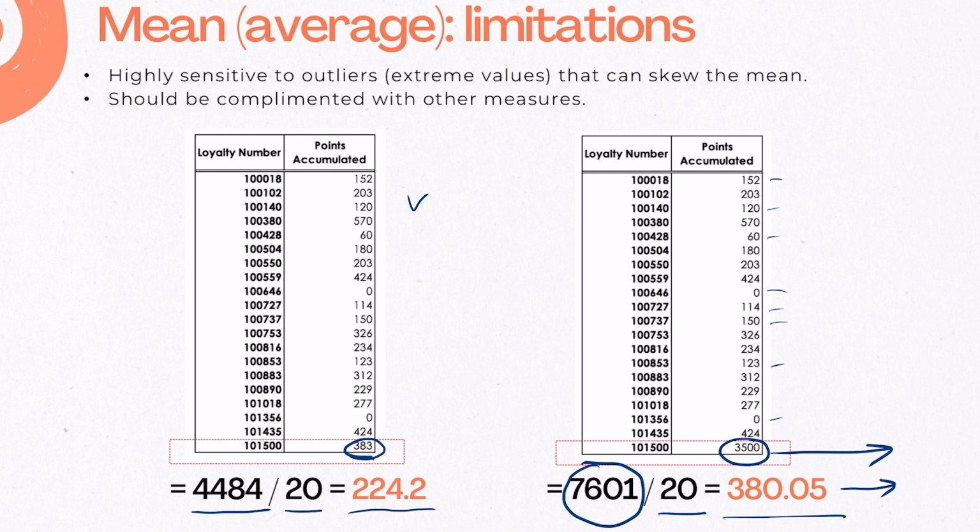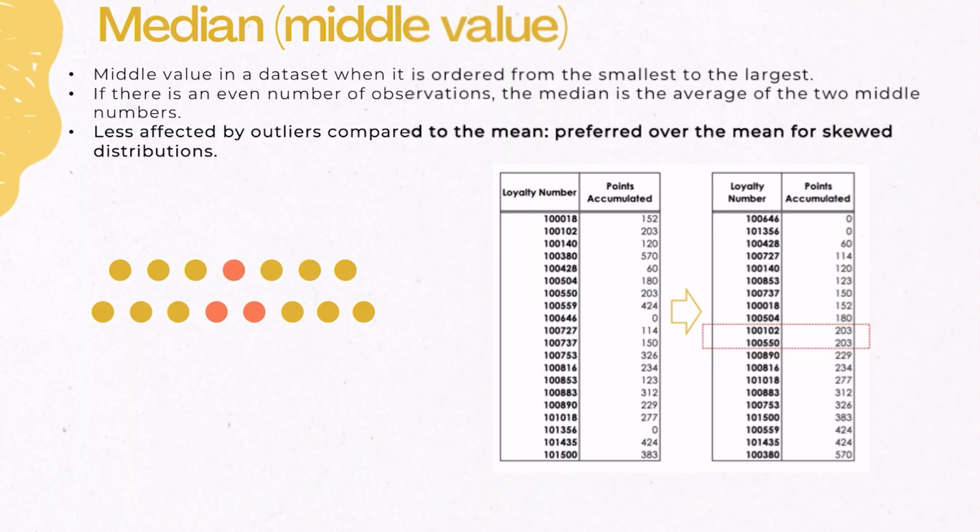So the first question you need to answer is whether you have outliers or not. And the second question you need to understand is what is the reason for these outliers. Is it because you have bad data? Then you can simply remove these outliers. Or is it really the true observation? So for example, I might really have a consumer who has accumulated 3,500 loyalty points. Then I need to think what to do with this one. In this case, probably it is better to complement mean with other measures of central tendency, such as median.